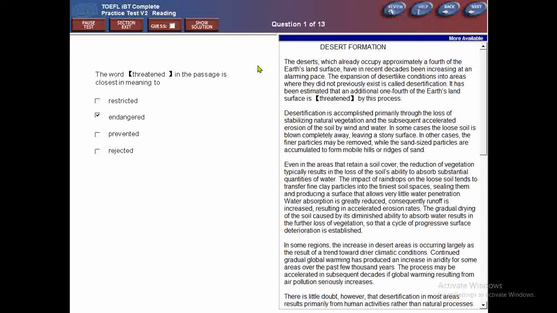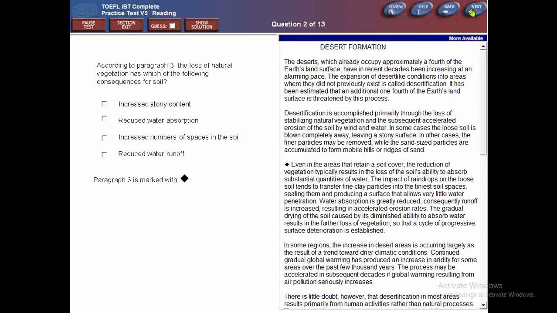So, we can check whether it is right or wrong. It has been estimated that an additional one-quarter of the Earth's land surface is threatened by this process. Okay, threatened by this process. That means deteriorated, or something negative. Prevented and rejected are also negative; restricted is a neutral word. So, endangered it may be. So we are going to the next question.